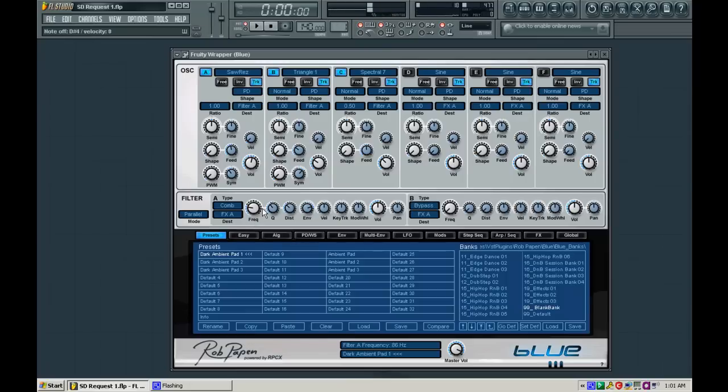Now, I wanted that because, like I said, I wanted this to be really dark, and you can't use this in a happy way. And I'm pretty sure that I achieved that with this. So that's it for this patch. Again, it sounds like this.